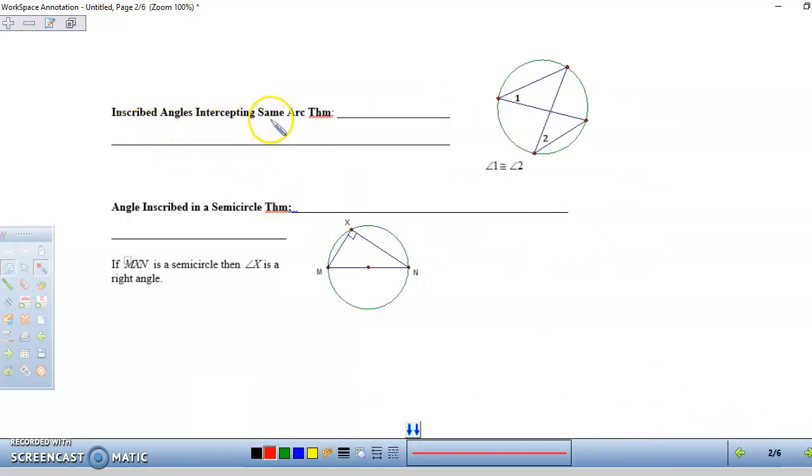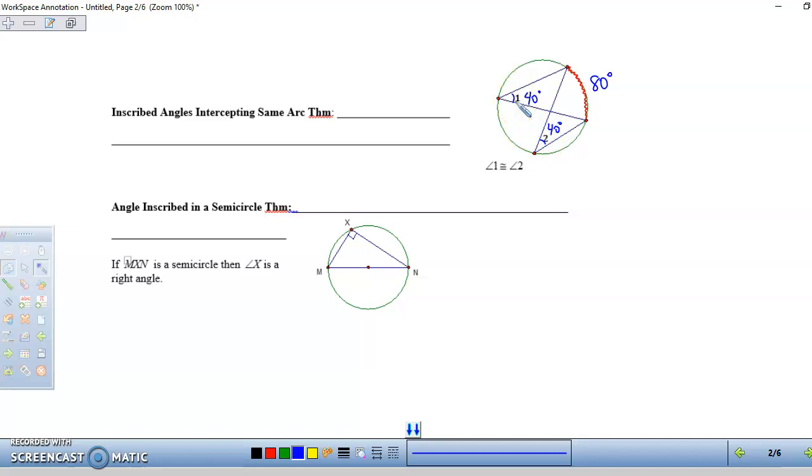Okay, inscribed angles intercepting same arc theorem. That's a really wordy one. But basically here, you'll notice that angle 1 and angle 2 intercept the same arc. So if we're using the logic from the previous theorem, for example, let's say this arc measure is 80 degrees, then I would know that angle 1 would have to be 40 degrees. And because angle 2 intercepts the same exact arc, this is also 40 degrees, meaning that these angles are congruent.